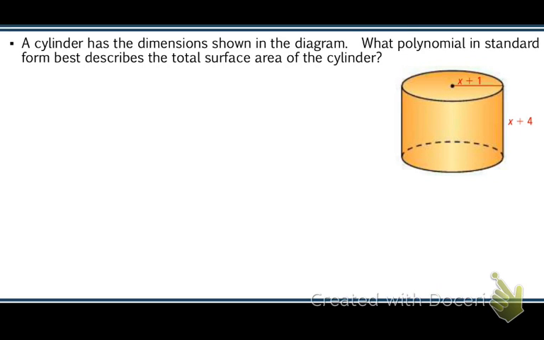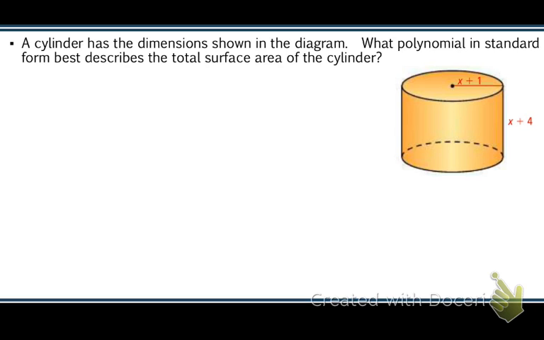Alright, I'm going to make a really quick video on how to find the surface area of a cylinder using binomials and then finally writing it as a polynomial in standard form. So, there are a lot of steps to this, so just follow along and then you can use how you followed along for the other questions on your homework.